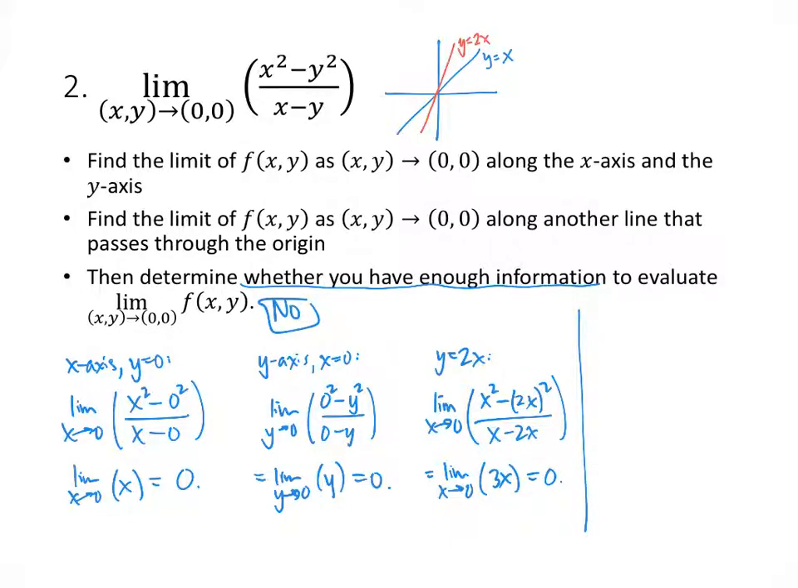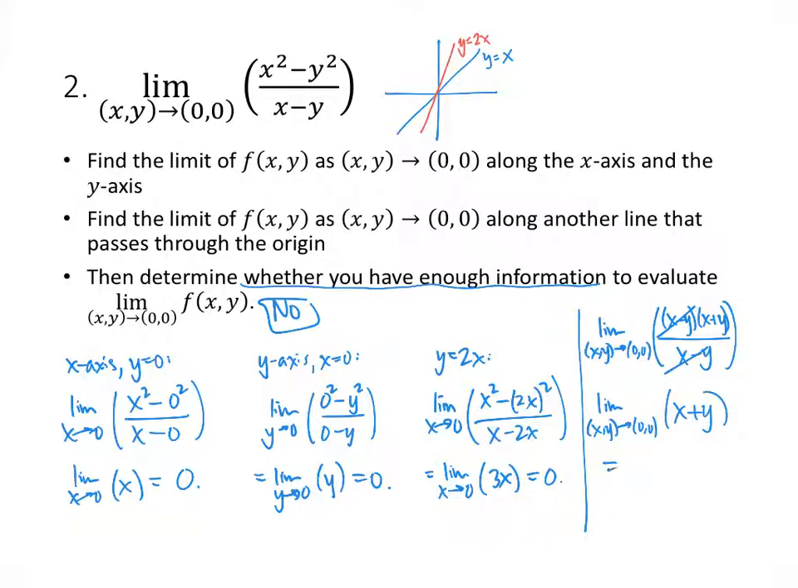But it turns out that this limit really does equal 0, and here's how we would prove it. We would do some algebraic simplification. We would factor the top of our fraction. We realize that x squared minus y squared is x minus y times x plus y. We can divide out the x minus y's. That gives us the limit as (x,y) goes to (0,0) of the function x plus y.